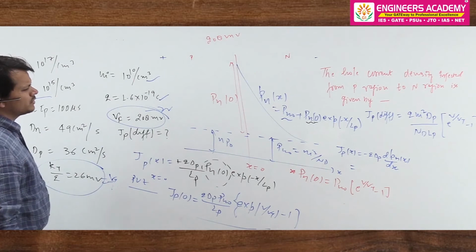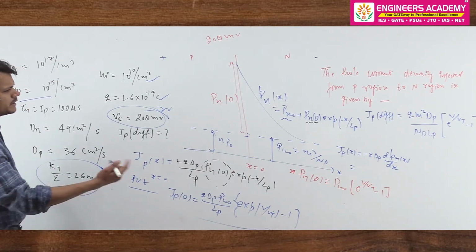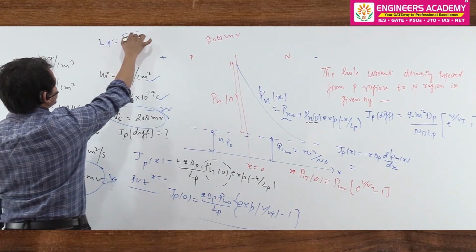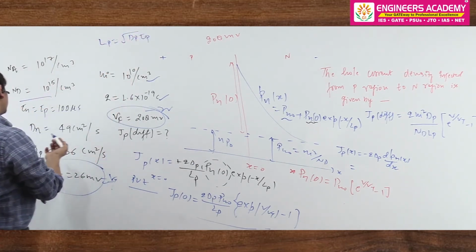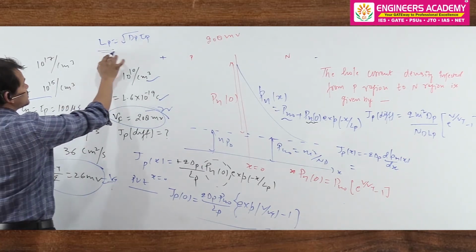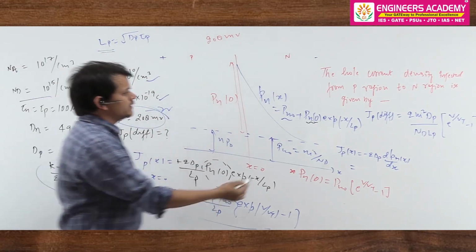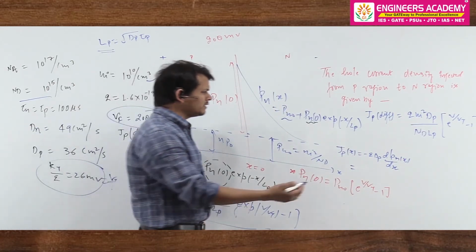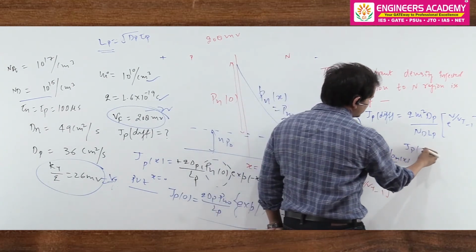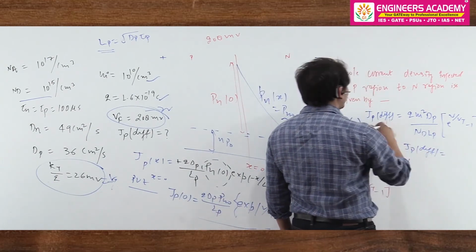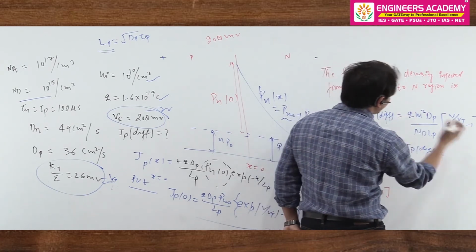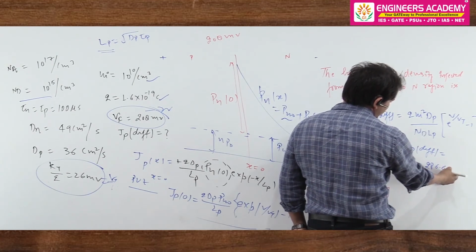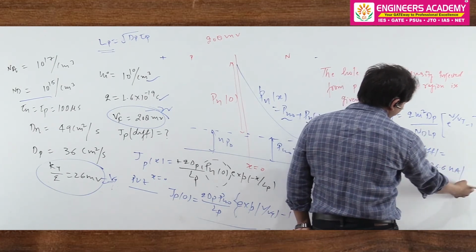Now dp is given, but Lp is not given, so Lp is equal to root dp into tau p. So dp is given and tau p is given, so whenever we go through this we get the Lp also. So we get q ni dp nd Lp and e to the power v by vt minus 1, and whenever we try to solve this number, we get the jp diffusion, the current because of the holes injected from p region to n region, and we got the answer 286.6 nano ampere per centimeter square.